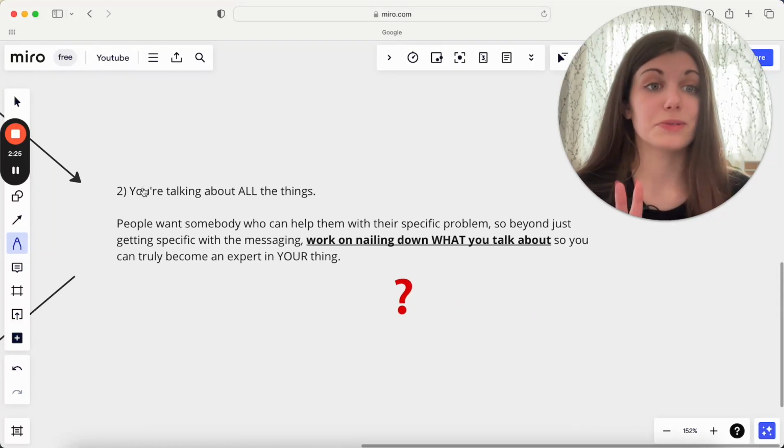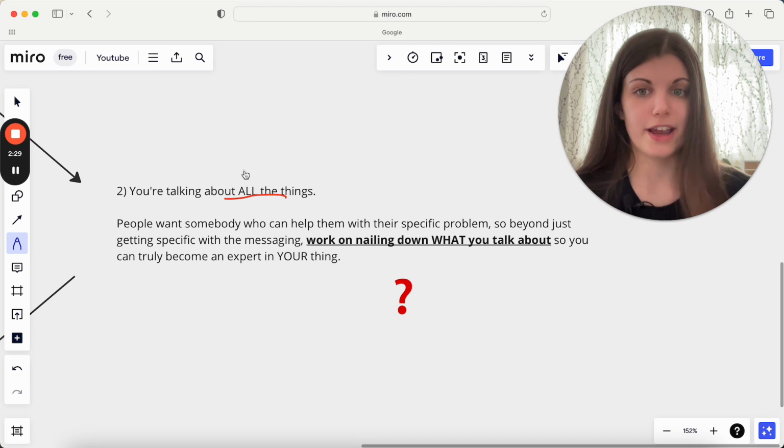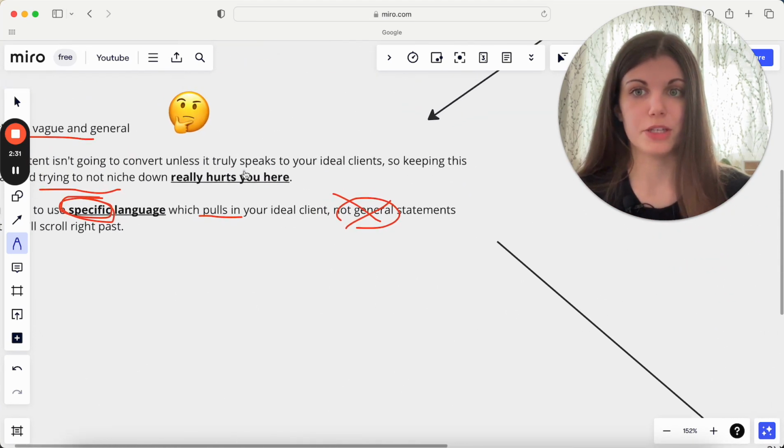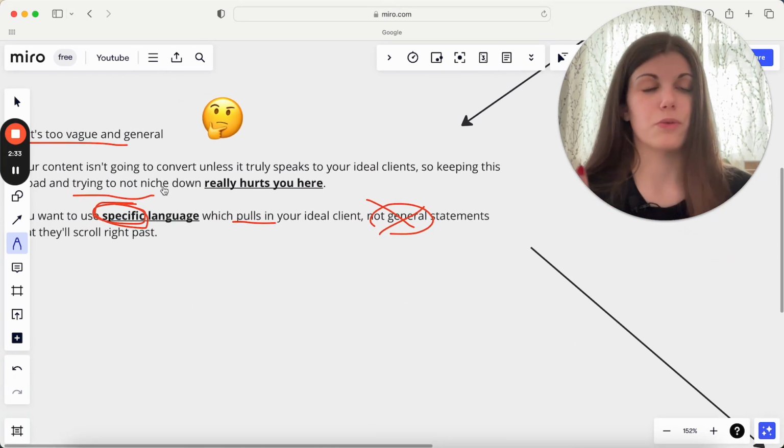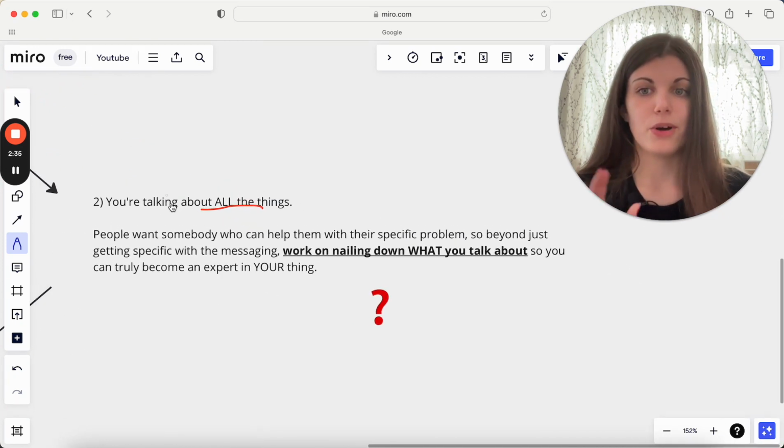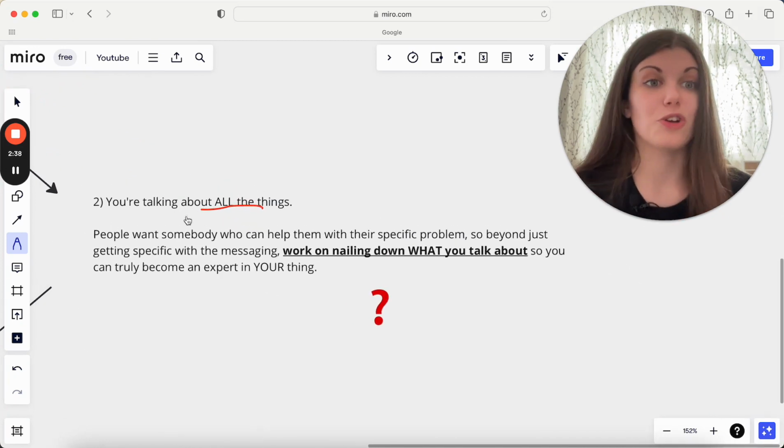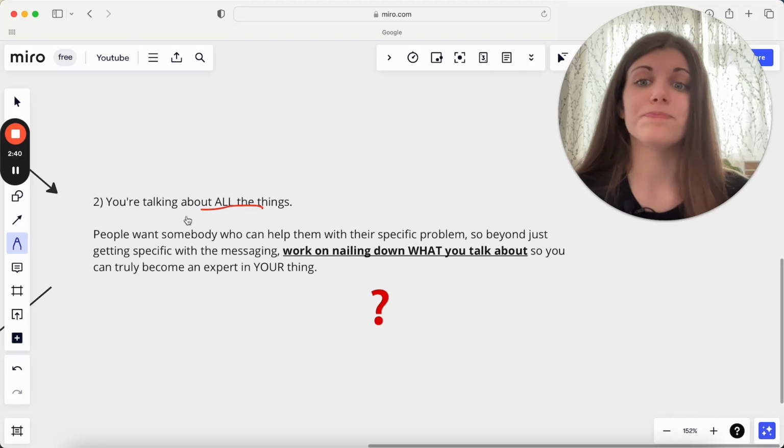The second reason why I notice Instagram content not converting is you're talking about all the things. So kind of similar to what we were previously talking about. This one's more in terms of your just general messaging. But here you are just talking about a lot of things. There's so many different topics you're trying to cover. And people actually want someone who can help them with their specific problem.